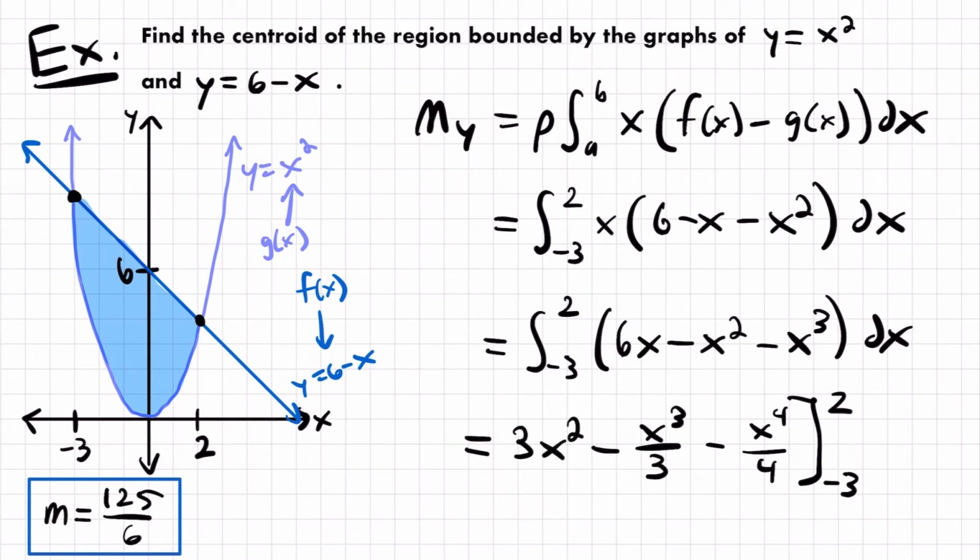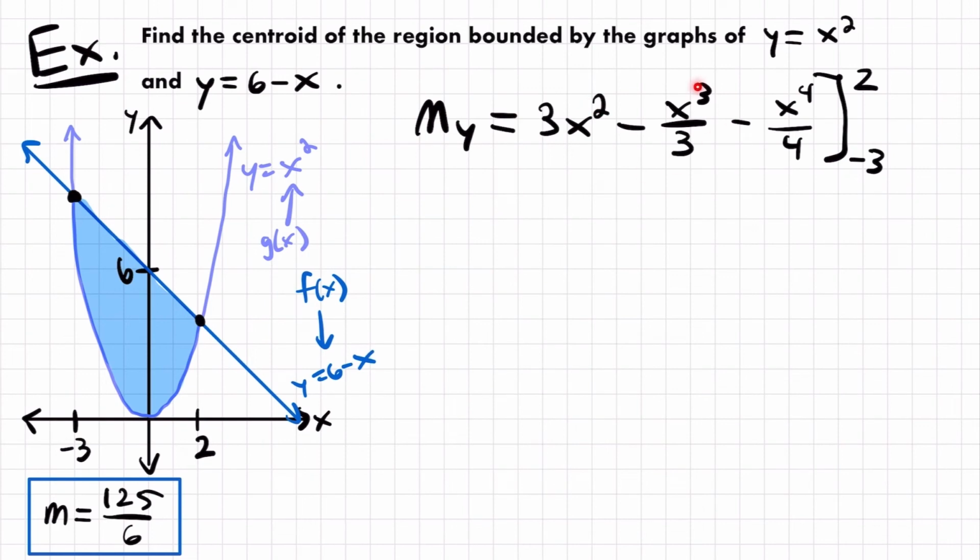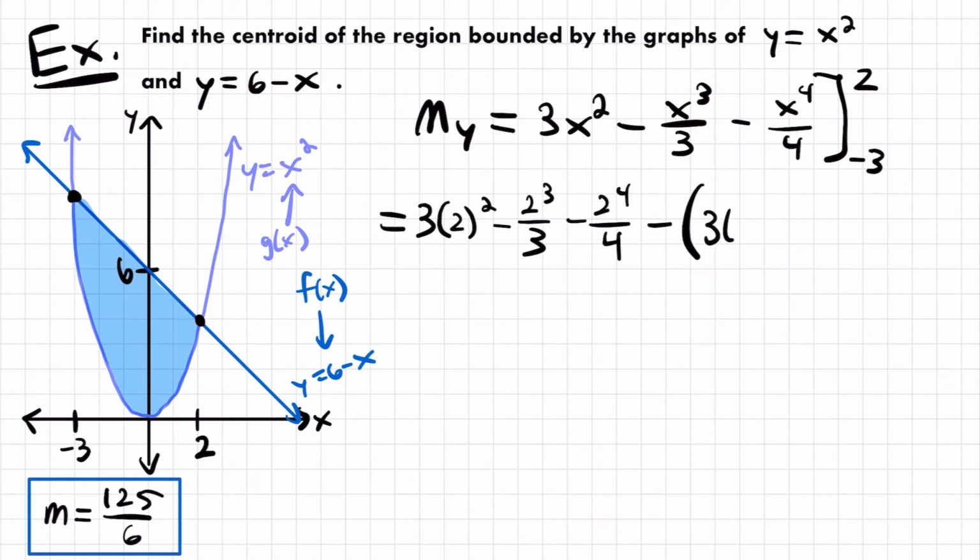Okay, and so now if I clean up my work here, we can evaluate this expression at 2 and subtract the evaluation at -3. And so this is equal to 3 times 2 squared minus 2 cubed divided by 3 minus 2 to the 4th power divided by 4 minus 3 times -3 squared minus -3 cubed divided by 3 minus -3 to the 4th power divided by 4.